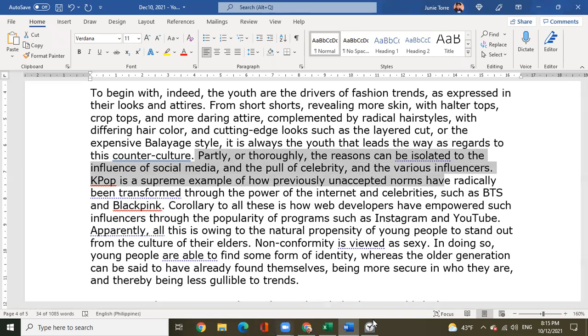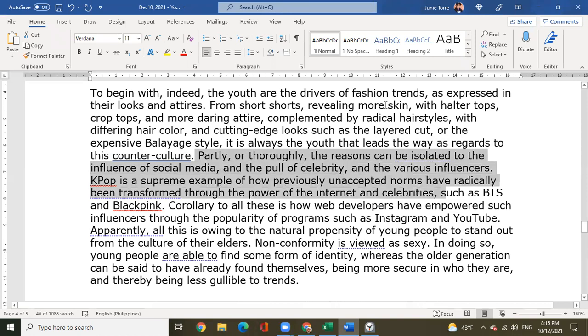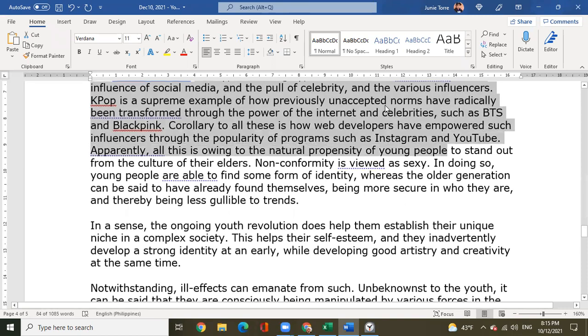Wait. Let me check the time. How much time do we have? We still have 4 minutes. Apparently, all of this is owing to the natural propensity of young people to stand out from the culture of their elders. Non-conformity is viewed as sexy. In doing so, young people are able to find some form of identity where the older generation can be said to have already found themselves, being more secure in who they are and therefore being less gullible to trends there.